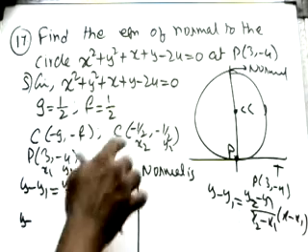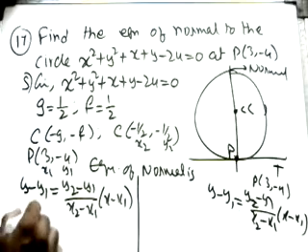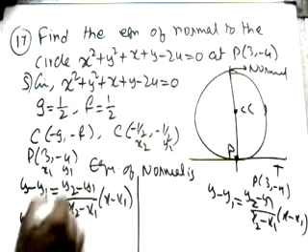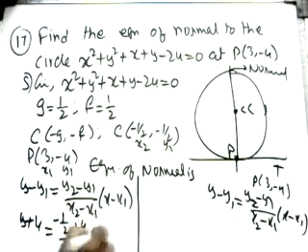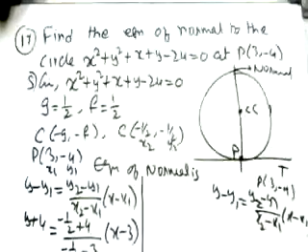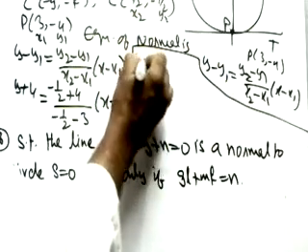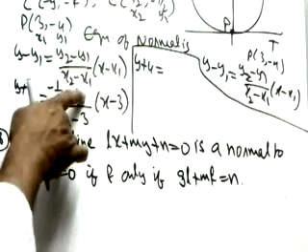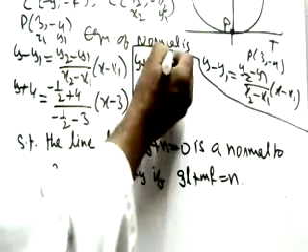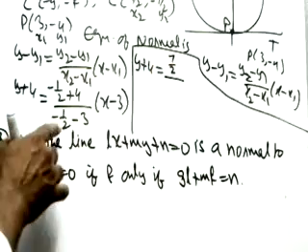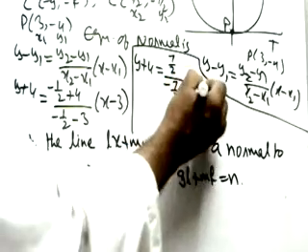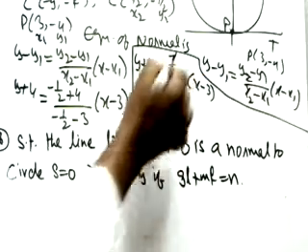Let me solve this one. So y minus y1, y1 is minus 4, minus 1 is plus 4, equals y2 minus y1, minus 1 by 2 plus 4, by x2 minus x1, minus 1 by 2 minus 3, into x minus x1, which is 3. Now I am writing here, watch carefully. So y plus 4 equals, if you take LCM, 2 4s are 8, 8 minus 1 is 7, 7 by 2, divided by, 2 3s are 6, minus 6 minus 1, minus 7 by 2, into x minus 3.